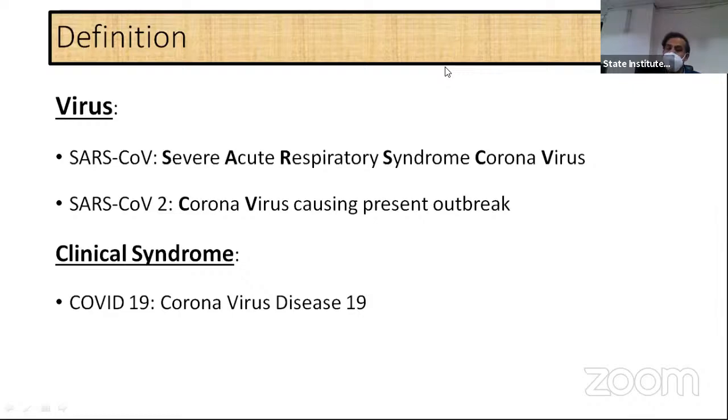So you know that SARS-CoV virus, we have already a SARS-CoV infection in the past. There are some human coronavirus also that can cause mild infection like upper respiratory tract infection. And they're typically benign in nature, but we have few pandemic in the past also linked to the coronavirus, like MERS coronavirus, like SARS-CoV-1. And now we have the SARS-CoV-2, but SARS coronavirus 2. And the syndrome caused by this virus is called coronavirus disease 19 or COVID-19.